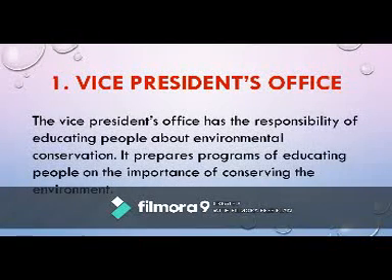The first institution we have is the Vice President's Office. This is the first institution that is responsible for conserving the environment. The Vice President's Office has the responsibility of educating people about environmental conservation. That is the first responsibility of, for example, the Vice President now, Samia Hassan. She is responsible. One of the responsibilities of her office is to educate the people about environmental conservation. So it prepares programs of educating people on the importance of conserving the environment.